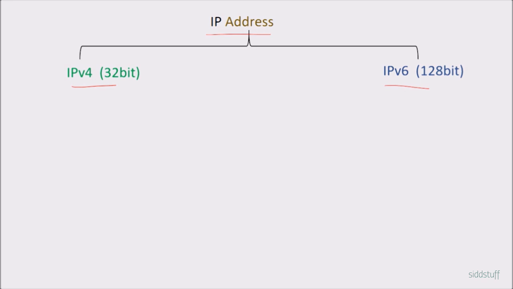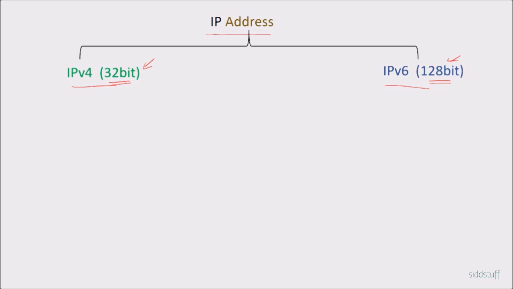As you already know, IP version 4 is 32-bit and IP version 6 is 128-bit. Most people know about this, but they don't really understand what this bit is all about. So here I'm going to explain.